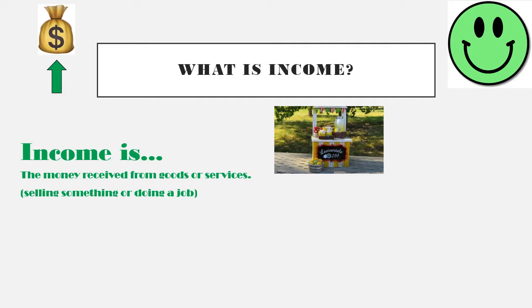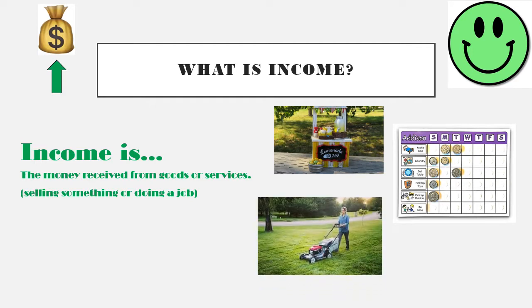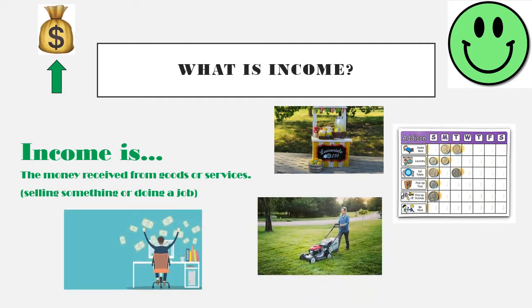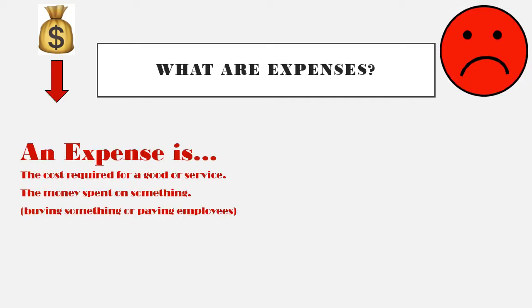So a lemonade stand, if I sell lemonade, the money that I get is my income. If I do chores, it's money that I'm making. If I get an allowance, maybe I mow lawns to get money, or I do a job, right? So income is a positive thing. It's money that's coming into your bank account, into your pocket. You're getting more money.